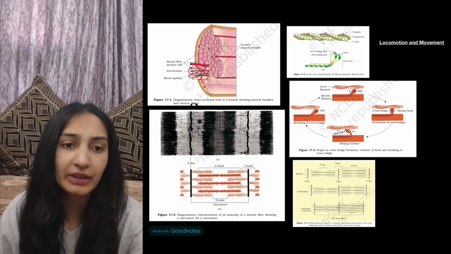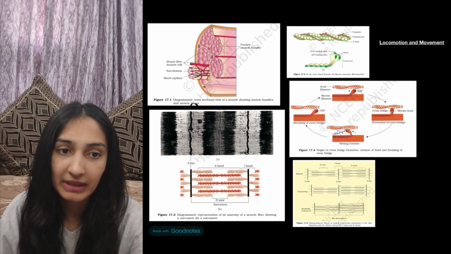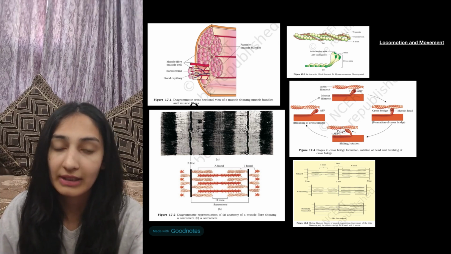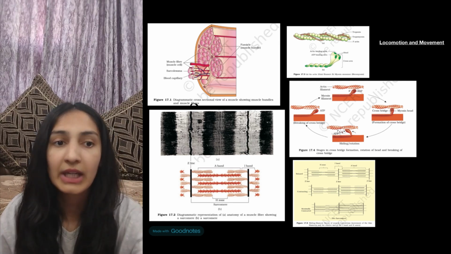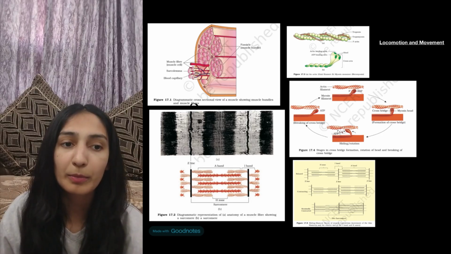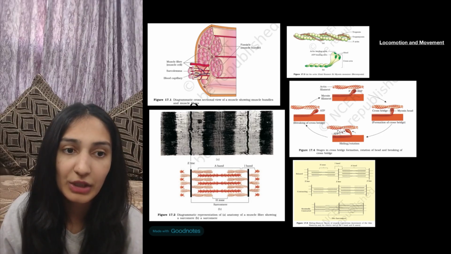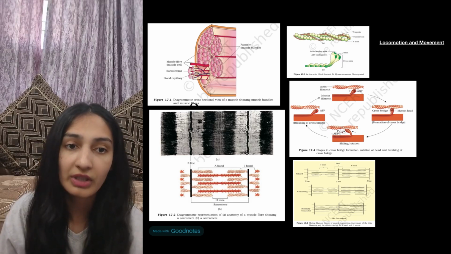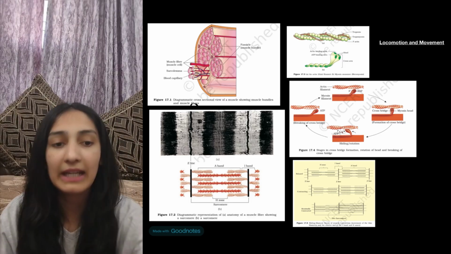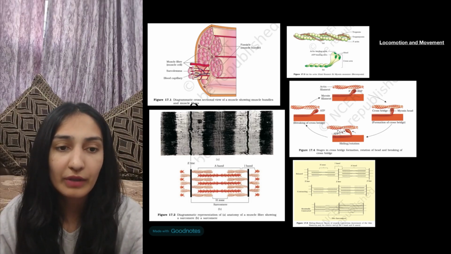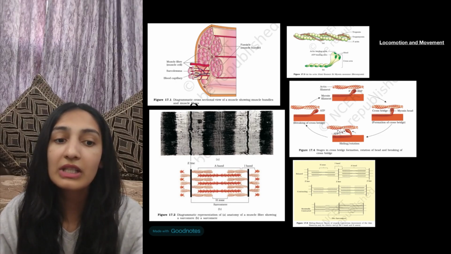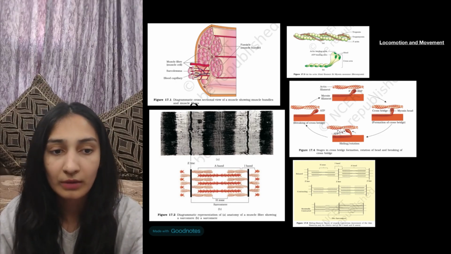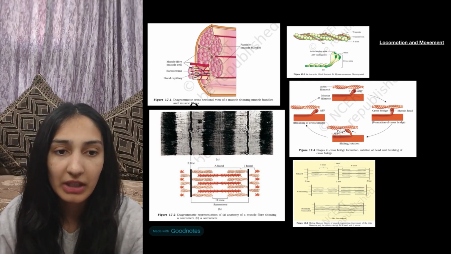Figure 17.3: the A part depicts an actin, that is the thin filament, and B depicts your myosin monomer, that is meromyosin. So the A part depicts troponin, tropomyosin and F actin. B depicts your head, your cross arm, and we have two sites, which are the actin binding sites and the ATP binding sites.